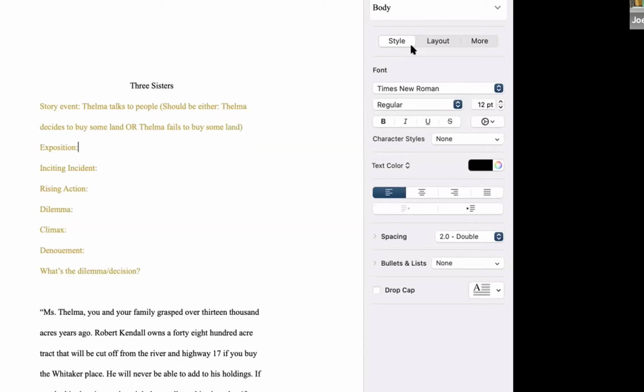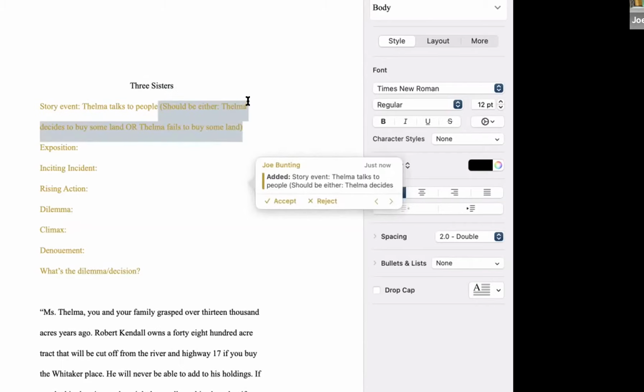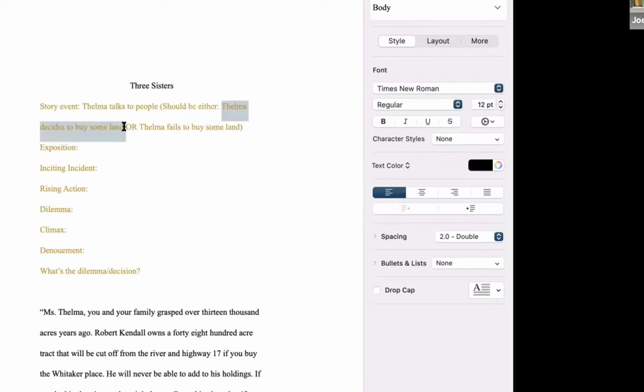Now there's two ways to go about this. Either she sees the land and likes it and decides she wants it, and that's the decision. Or she has already in a previous scene discovered this land, decided she likes it, and then she tries to buy it from Robert Kendall, and he calls and very rudely says, heck no.